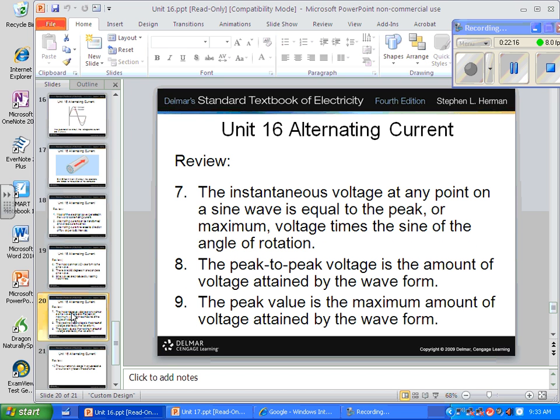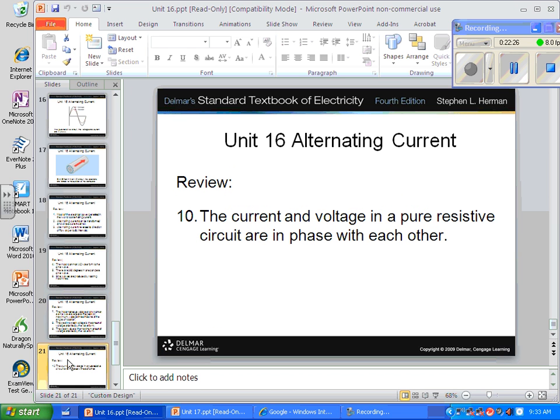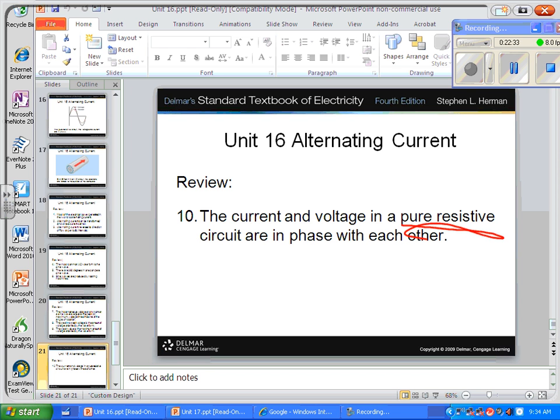Instantaneous voltage at any point in a sine wave is equal to the peak or the maximum voltage times the sine of the angle of rotation. You guys are on that now, right? Okay, cool. And current and voltage in a pure resistive circuit are in phase with each other. In a pure resistive circuit, and nowhere else. If there's inductance, any kind of a winding, or there's capacitance, which is unavoidable, you're going to have something other than an in-phase power situation.